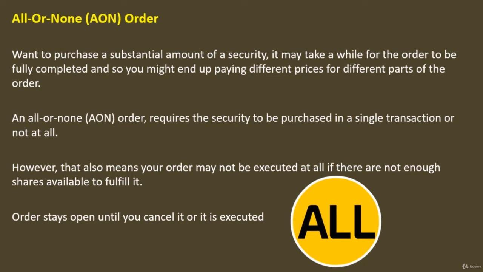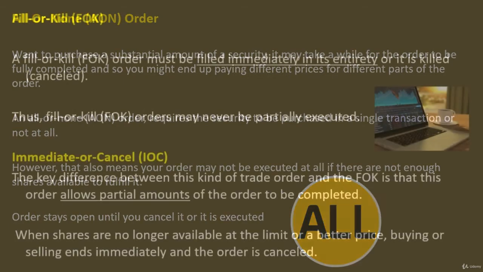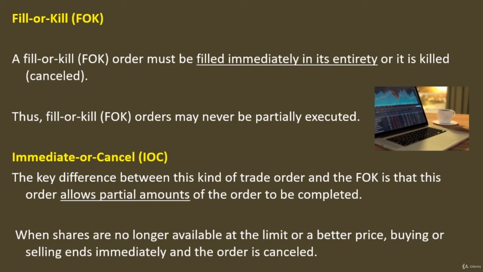Typically, again, your broker will have different terms around it, but typically that's the idea of an all or none order. It's out there and waiting to be fulfilled, which also gives you a little less control if it's taking a long time to be fulfilled. Another way you could approach it is with a fill or kill order. A fill or kill order means it must be filled immediately in its entirety, or it is automatically killed, or in effect canceled. Thus a fill or kill order may never be partially executed either, right?